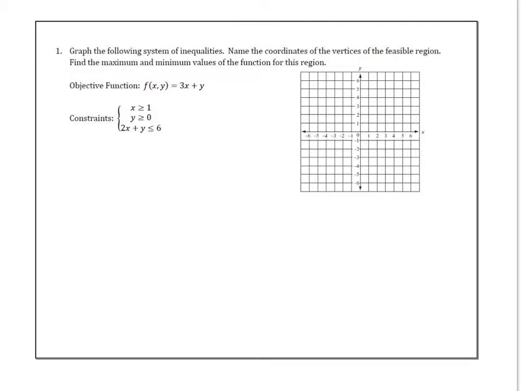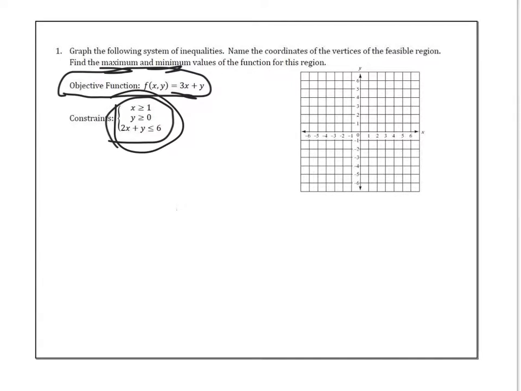So let's talk about this problem. Here's your objective function. We're trying to find the maximum and the minimum value. Here's your function, and here are your constraints, and here is what you're trying to figure out. So you just want to do what we were doing before: graph these things and then see what we got. So let's take a look.